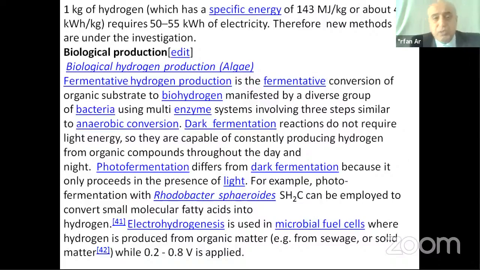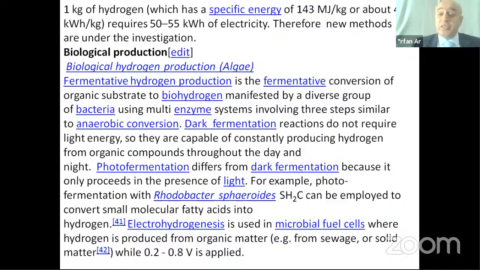There are various newly developed technologies here, but please remember that these are still at the laboratory stage. There is no commercial stage established using these production methods.